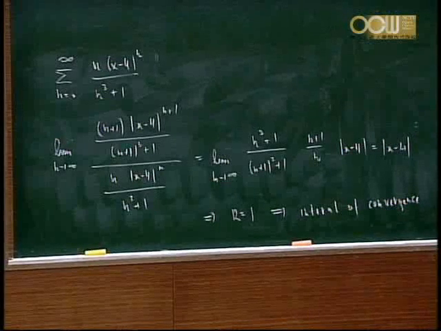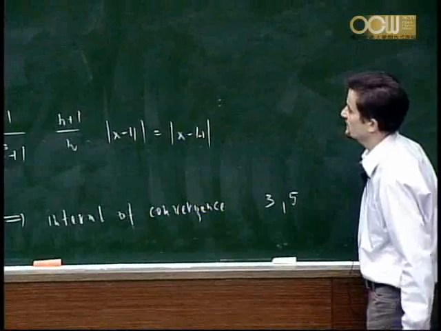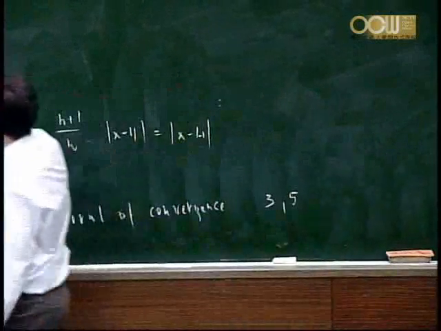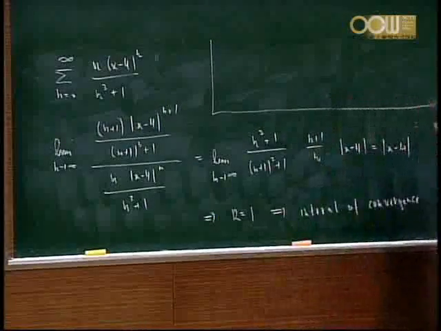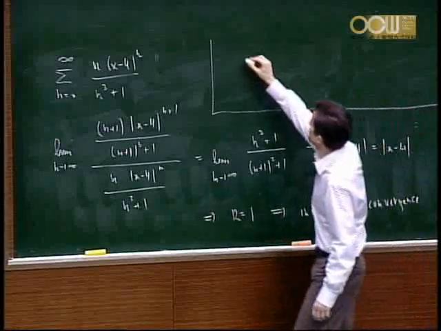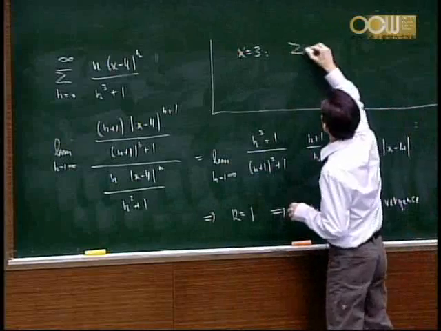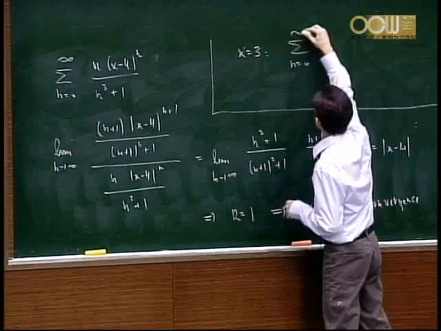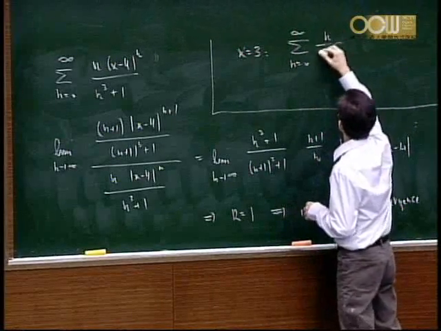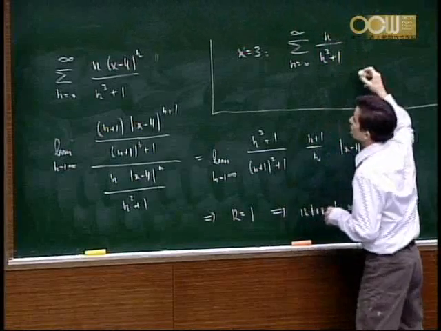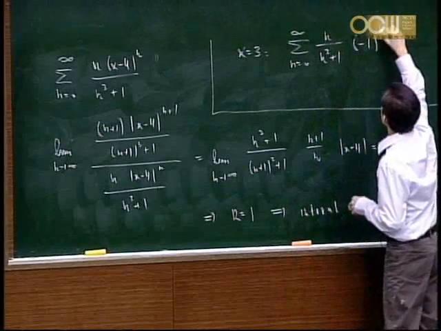Okay, but we do not know whether 3 is included or not, so we have to check the two boundary cases separately. Okay, so we check x is equal to 3. Now, for this situation, we have the series sum from n = 0 to infinity of n over n cubed plus 1, times (-1)^n.